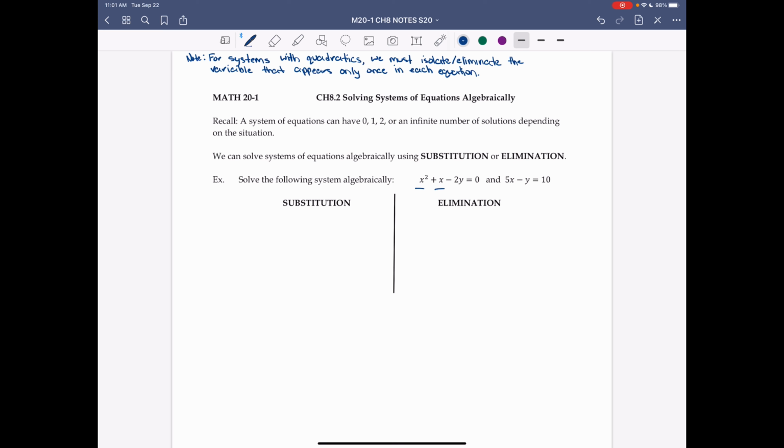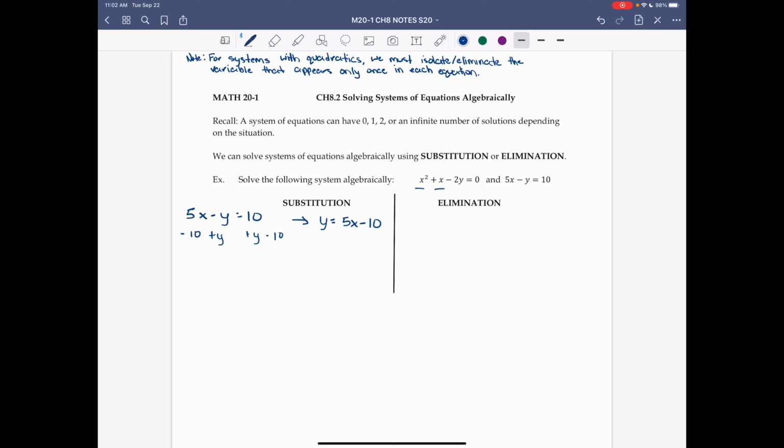Okay, so let's try this example here. Because the y value is the one that is only appearing once in each equation, we are going to isolate the y when we do substitution, and when we do elimination, we're going to eliminate the y value. First, substitution. So I'm going to isolate the y in the linear equation. Let's start with that. 5x minus y equals 10. I want to isolate the y value, so I'm going to add y to both sides, and I'm also going to subtract 10 from both sides. So I'm switching the y and the 10 essentially. And then I get y equals 5x minus 10.